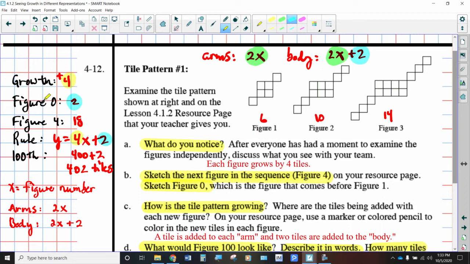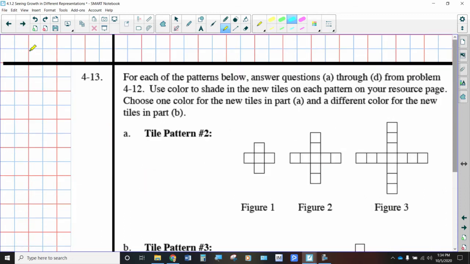What was the starting amount, or the figure 0? 2 tiles. That's the number that's being added on at the end. So let's look to see if this ends up being a trend. Whatever the growth rate is, that's the number being multiplied times x, and whatever the figure 0 is, that's the number being added on at the end. This could make your job, your life, much easier for solving these problems.